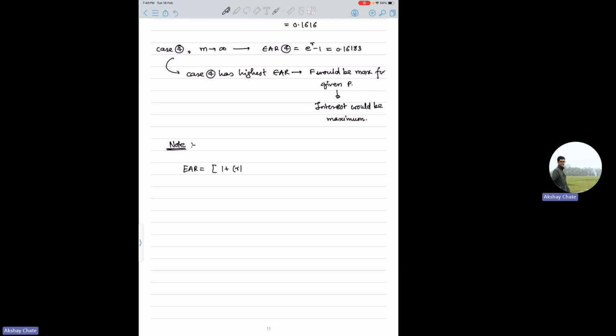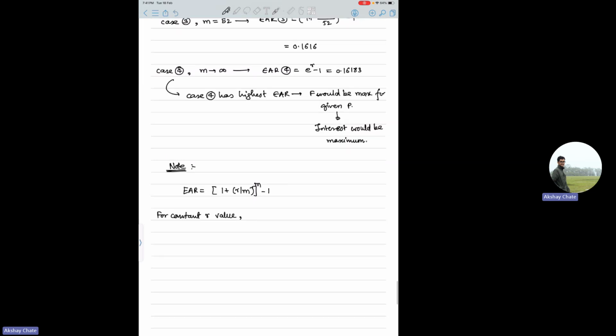So the formula is like this, right? (1 plus R by M) power M minus 1. For a constant R value, let's assume that the rate of interest is constant, some R, and they are varying M. M varying means the frequency is varied, which is what we did in the last problem. So this effective annual interest rate is nothing but a function of M only, because anyway it is a function of two variables, R and M, and if I make R constant, then it is a function of the single variable M.